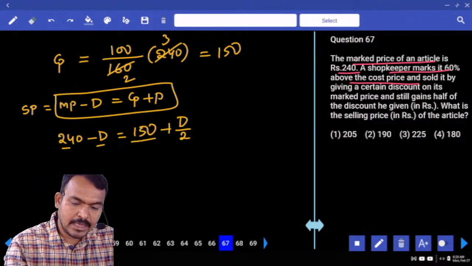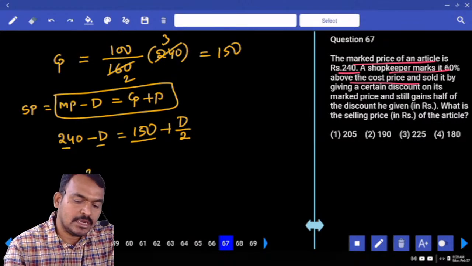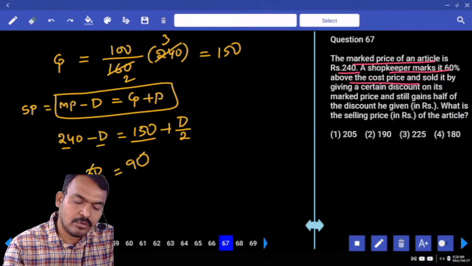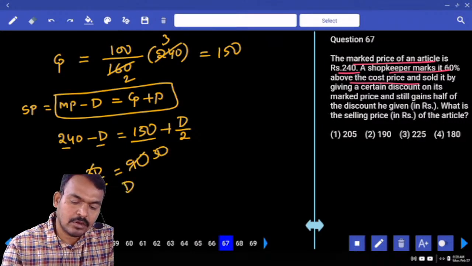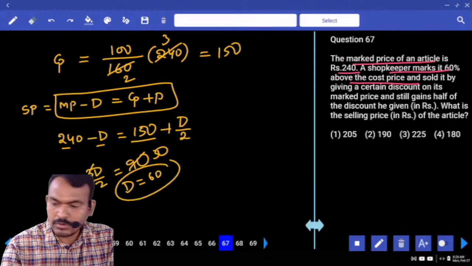What is the difference between 240 and 150? 90. D plus D by 2, 3D by 2, or not? 3D by 2 equals how much? 90. 3 how many times? 30. D equals how much? 60, or not?